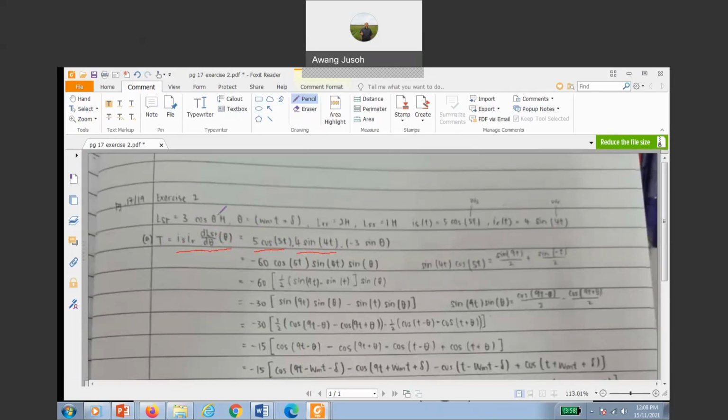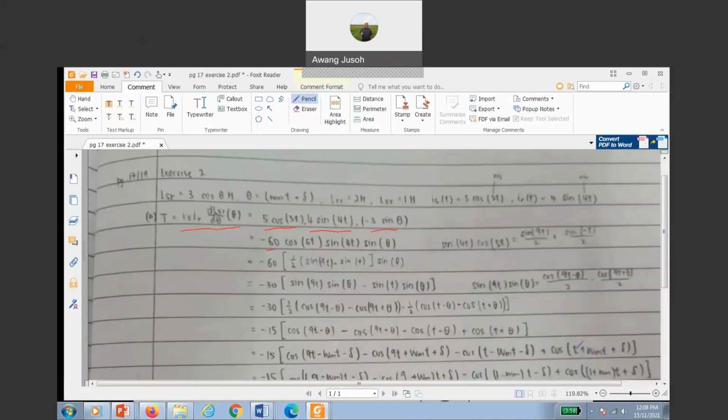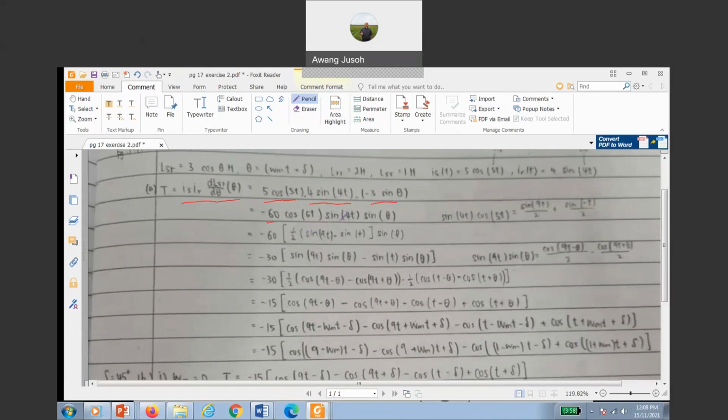Differentiate 3 cosine theta, it becomes negative 3 sine theta. And then I multiply all these three: 5 multiplied by 4 multiplied by 3, you get 60, negative 60, cosine 5t multiplied by sine 4t multiplied by sine theta. So first we need to multiply cosine and sine. Solve this one first, multiplying cosine and sine here, using rules. Use the rule where cosine times sine gives this formula.